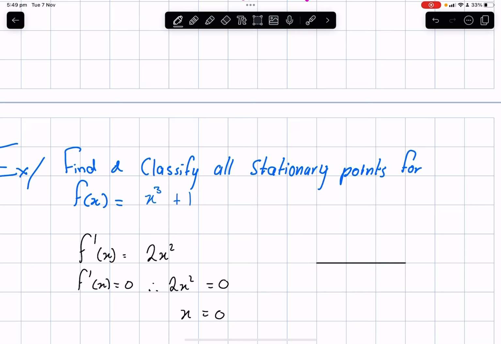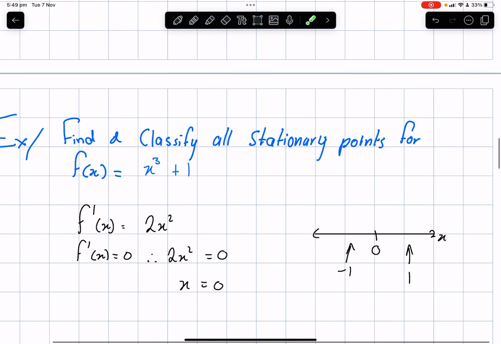So let's create a little sign diagram. It doesn't have to be big because we've only got one point of interest. I'm going to choose -1 and 1. If I put -1 in here, I get a positive answer. And if I put +1 in, I also get a positive answer. So I'm going to draw in my little lines that represent these, and I can see I've got a plus plus. That means I've got a stationary point of inflection at x equals 0.